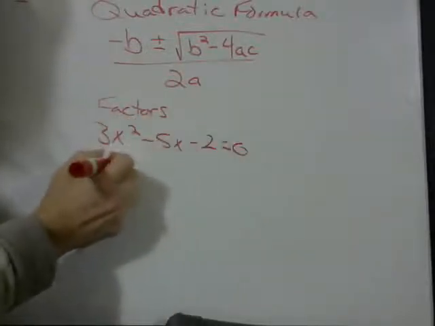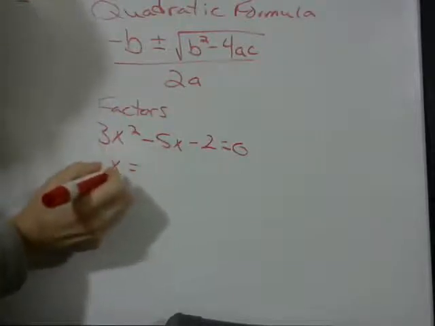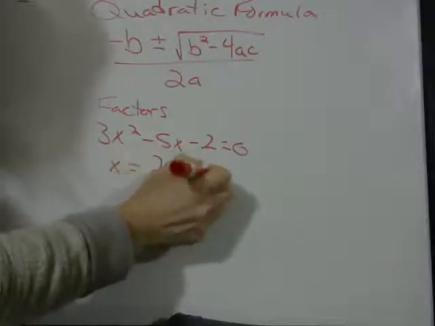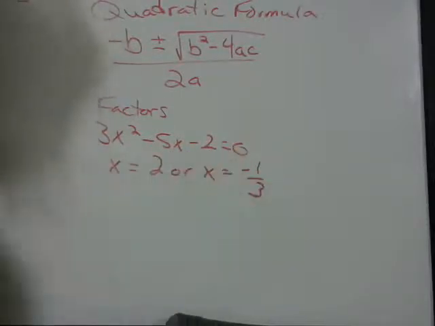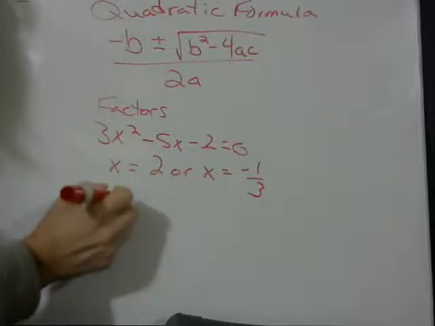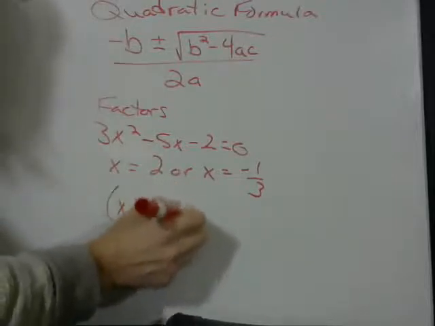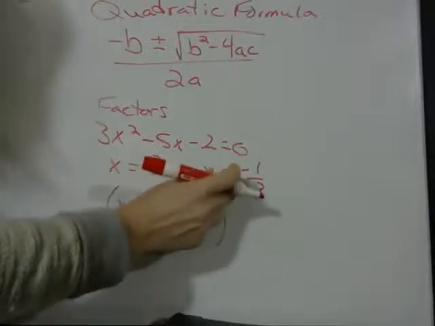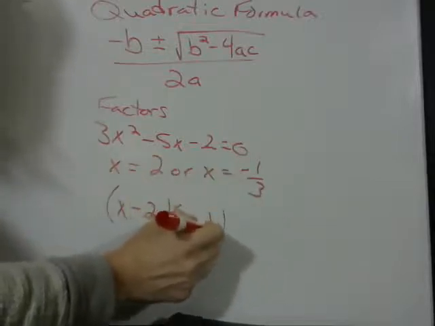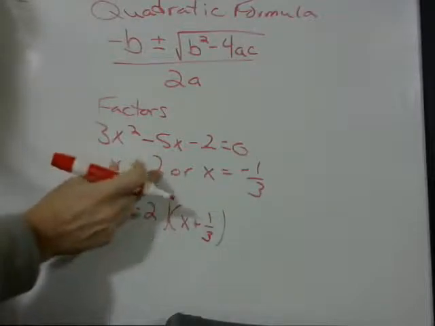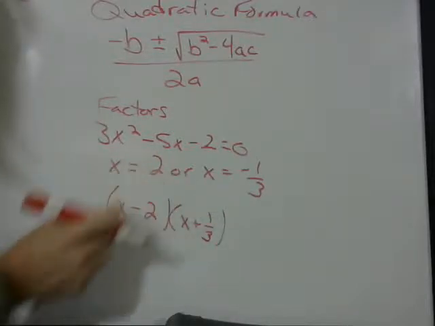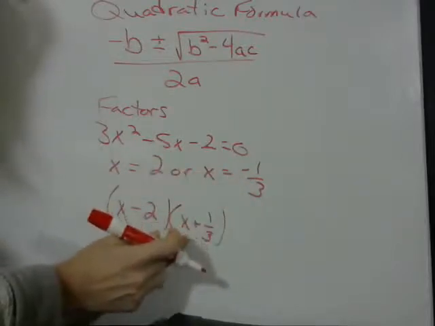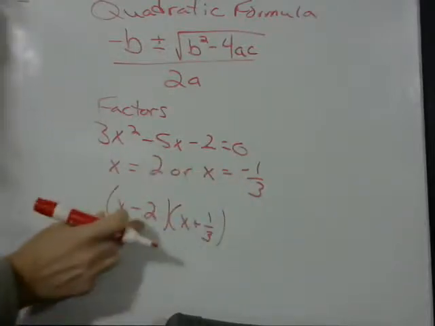And we got x equals 2 or x equals negative 1/3. So the factors, again, just write it like this. Write your two parentheses with an x. This is a positive 2, so you're going to write a negative 2. This is a negative 1/3, so you're going to write a positive 1/3. Because if you stick 2 in for x, because x equals 2, you're going to get 0. If you stick negative 1/3 in for x, you're going to get 0. So these are your factors.